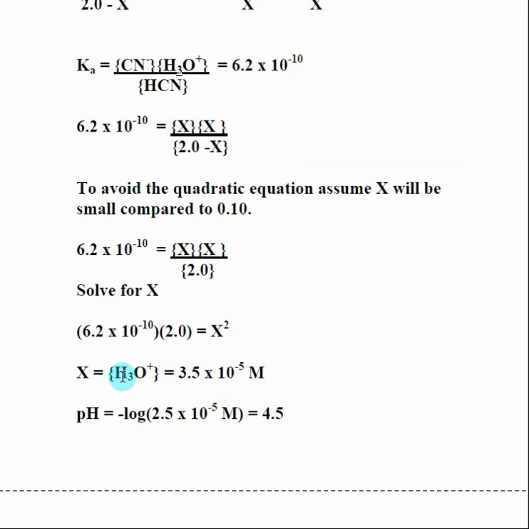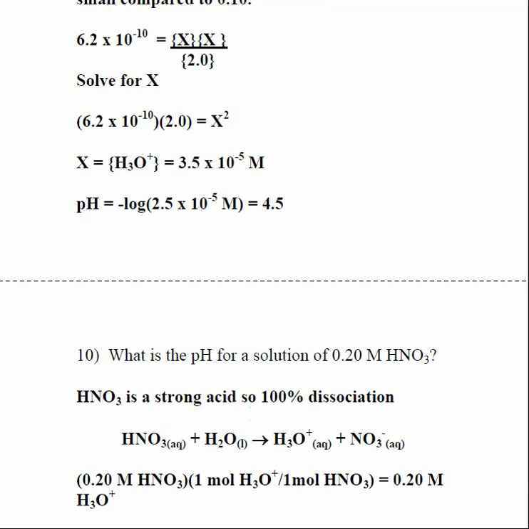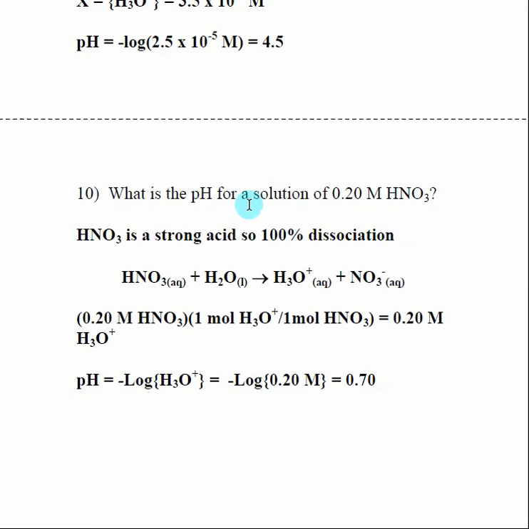So now that I have my concentration of hydronium, I want to find the pH. pH is equal to the negative log of the concentration of hydronium. We've found the concentration of hydronium. And I'm sorry, this should be a 3 right there, but the answer is correct, 4.5, and I'll correct that in the answer key, but this should be 3.5 times 10 to the minus fifth, but our answer is a pH of 4.5.